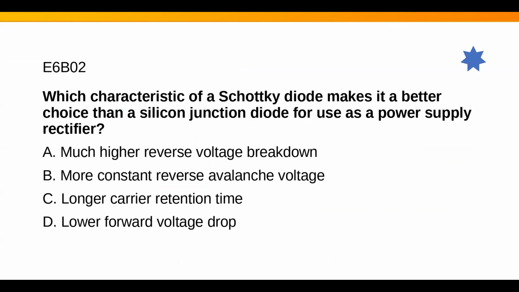Which characteristic of a Schottky diode makes it a better choice than a silicon junction diode for use as a power supply rectifier? D, lower forward voltage drop. Because the other is not a lot of power supplies. Really? Yeah. I mean, that's wasted power across that junction and voltage.